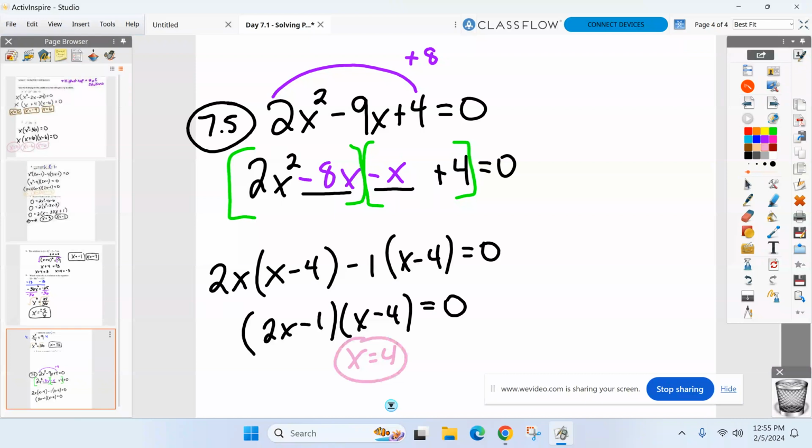No, negative, yeah. Wait, what? Oh boy, here we go. Okay. You're going to set that equal to 0, right? How do you move over the 1? Plus 1. Right? So it should be. Oh. No, not whatever. You're good.